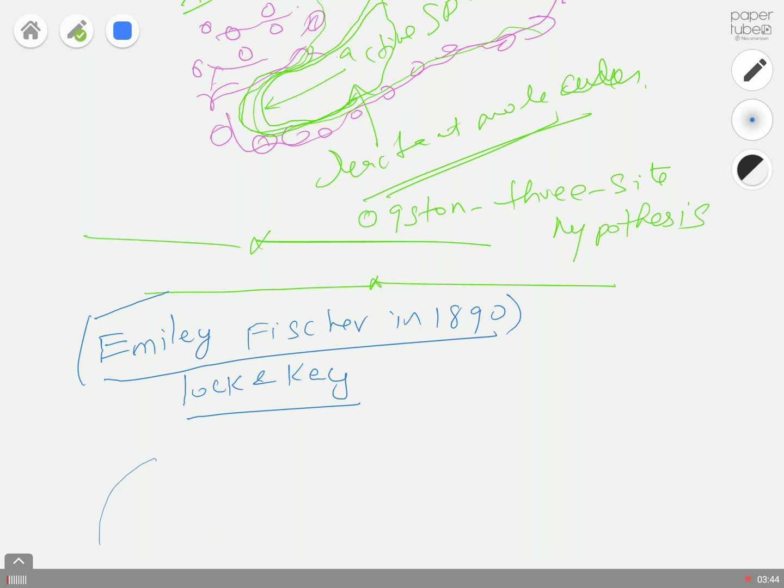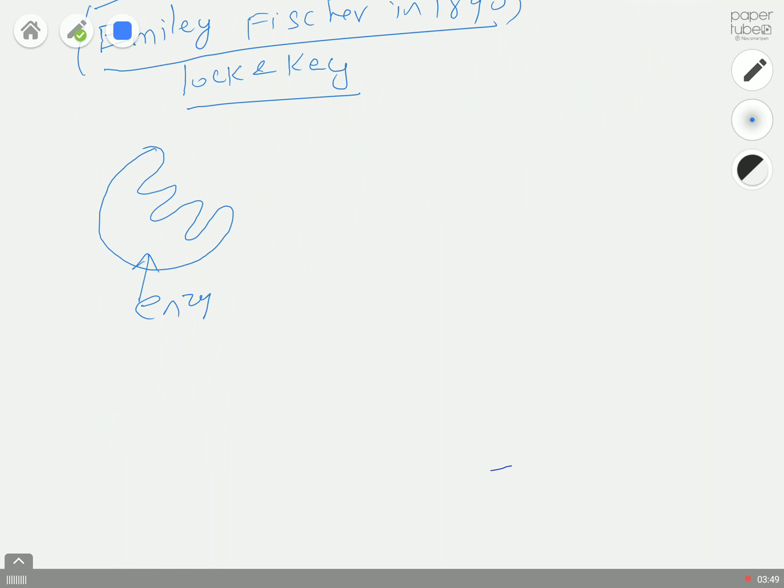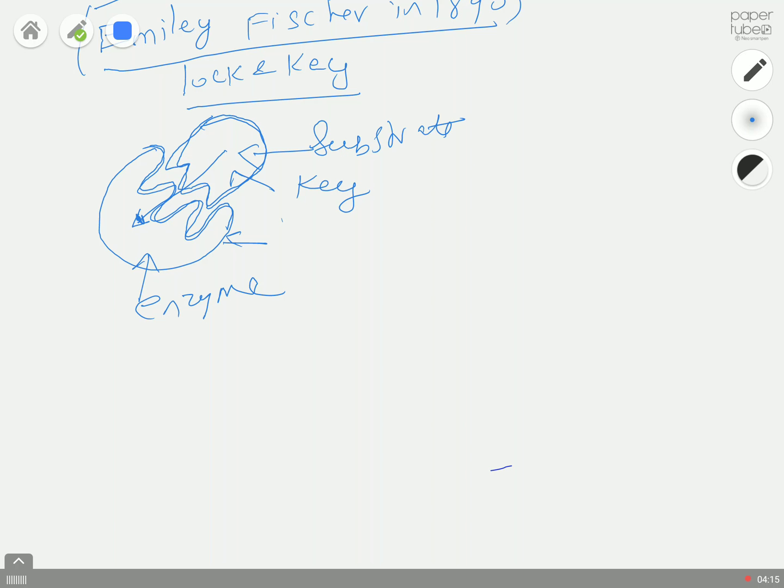Just assume you have an enzyme. You call this the enzyme, and you see here there are some nice spaces in your enzyme molecule. So you will have a substrate that will exactly fit into this type of space. So this is your substrate or your reactant. So they can go and lock. Just assume this is your key and this is your lock. So they fit each other. That's why it's called the lock and key mechanism. So this is another mechanism to explain the absolute specificity of enzymes.